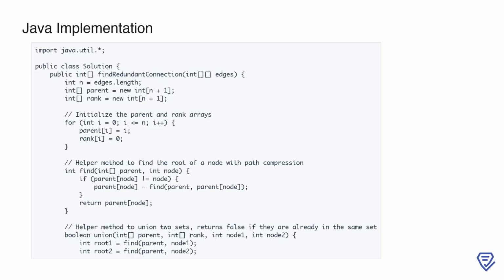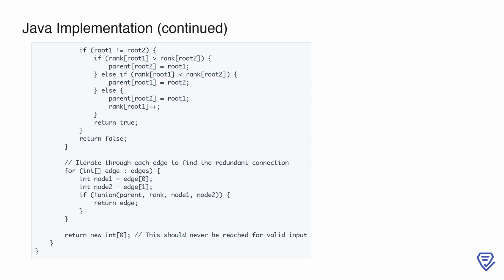Next, we define a helper method find. This method uses path compression to efficiently find the root or representative of a given node. If the node's parent is not itself, the method recursively updates the parent to point directly to the root, ensuring faster lookups in future operations. Lastly, we start defining the union method, which will attempt to merge two sets by combining their roots. If the two nodes are already in the same set, the method will return false, indicating a cycle. Now, looking deeper into the union method, we compare the ranks of the two roots to decide how to merge the sets.